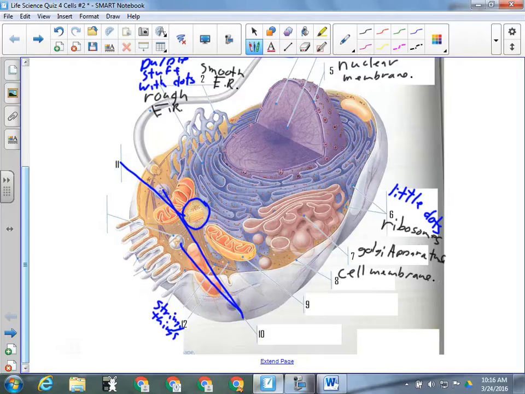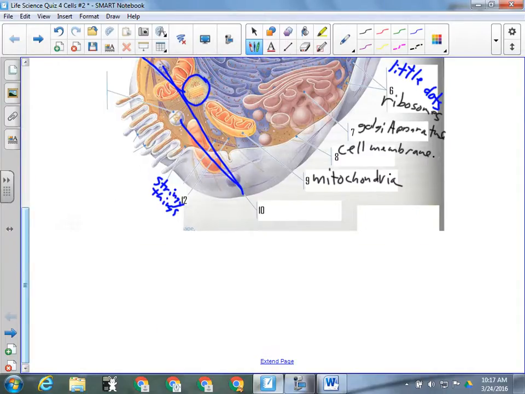Number 9, the little sausage looking thing with the folds in it, mitochondria. The mitochondria burn sugar for energy, and if they put cellular respiration, I would also accept that. All right, number 10, these little bubbles here that have stuff in them, lysosomes. Lysosomes break down food, digest food, site of digestion, something about breaking down food.